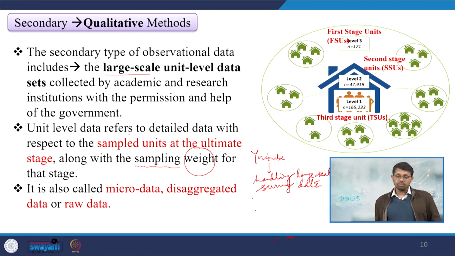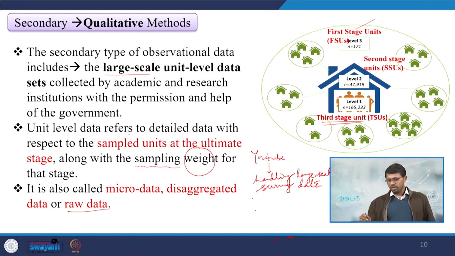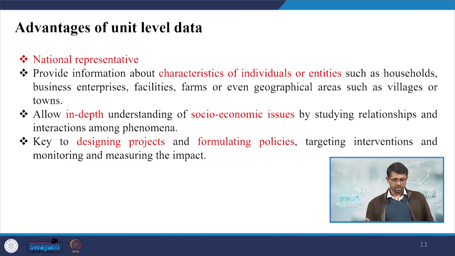It is also called the micro data or disaggregated data or even the raw data. It depends on where you are actually working. I will discuss, usually this involves first stage, second stage and third stage. Usually the final stage is considered to be the households. How households are actually considered as the surveying unit in NSS data. So, TSUs, SSUs, FSUs, etc. are the words used in the survey data which we discuss in this module.